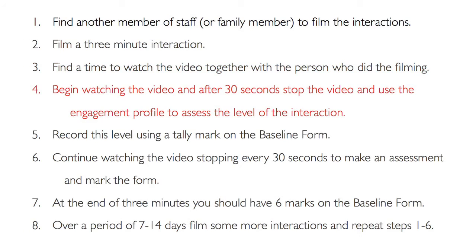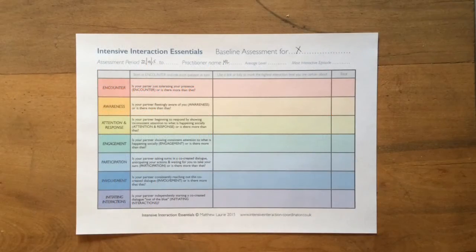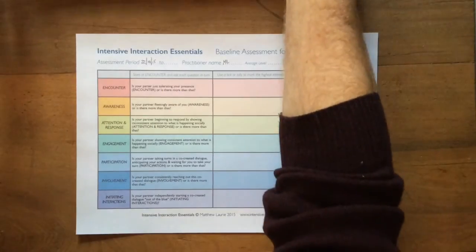And so step 4 is where we are now. We begin watching the video, and after 30 seconds stop the video and use the engagement profile to assess the level of the interaction. So let's watch a piece of video and we can go through the form together.